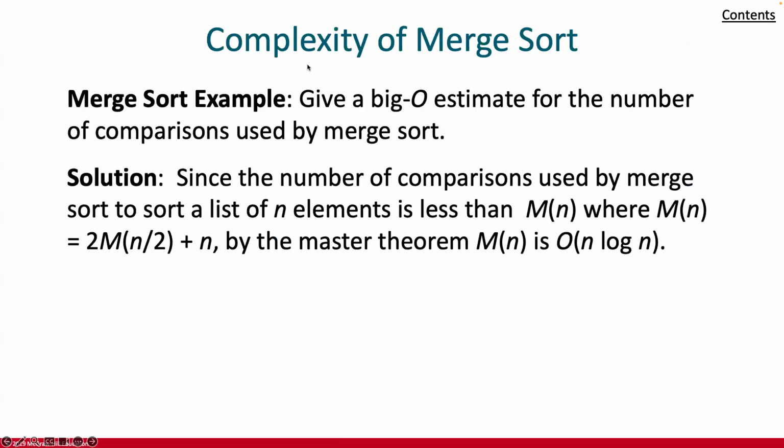Okay, in terms of the complexity of the merge sort, we want a big O notation of its comparisons. Since the number of comparisons used by the merge sort to sort a list of n elements is less than M of n, where M of n is equal to 2M of n divided by 2 plus n, by the master theorem that we just showed on the last slide, the big O notation is n log n. So merge sort, big O notation n log n.